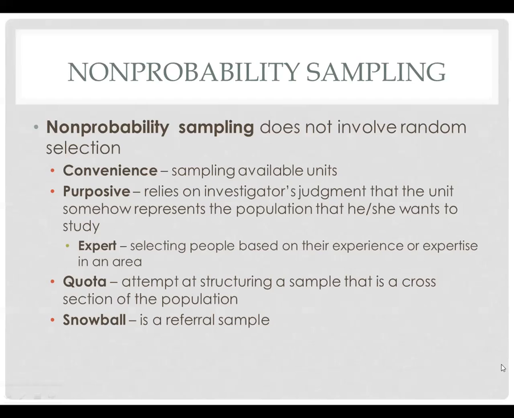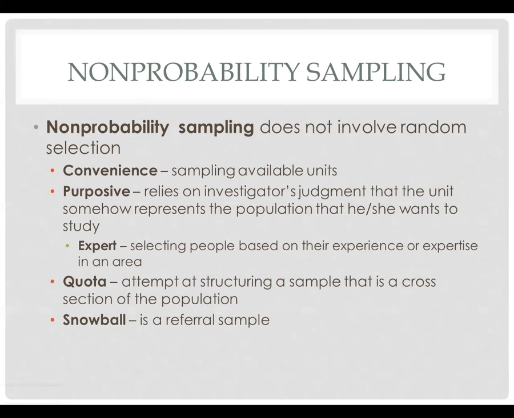Purposive is based on your judgment, people who represent the population that you want to study, and you intentionally go after them. Quota is structuring a sample that's a cross-section of the population, but using a convenience and not a probability sample. So you might hang out at the shopping mall and say, my population is 30% black, 30% white. So I'm just going to go around and ask people to participate in my survey, and I'm going to target the white people that walk by, or the African Americans that walk by, or the Asians that walk by, until I get enough of a sample to meet my quota. But it's not probability sampling in that it's not random.